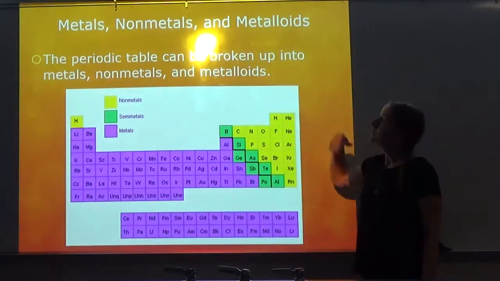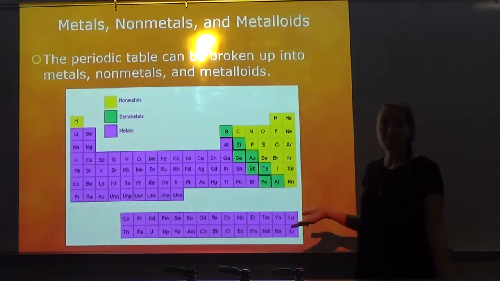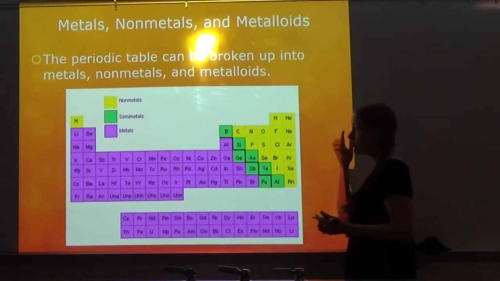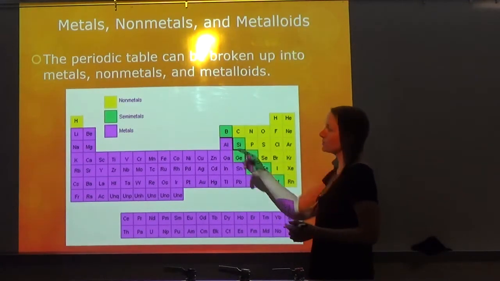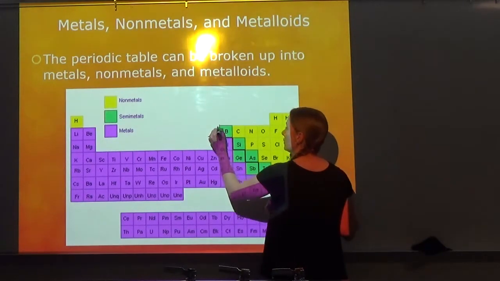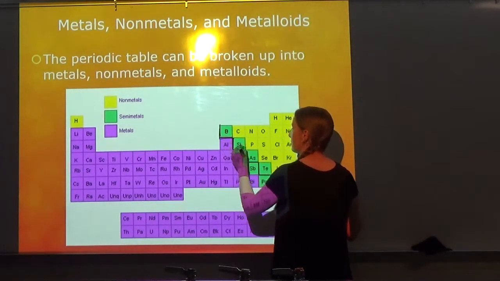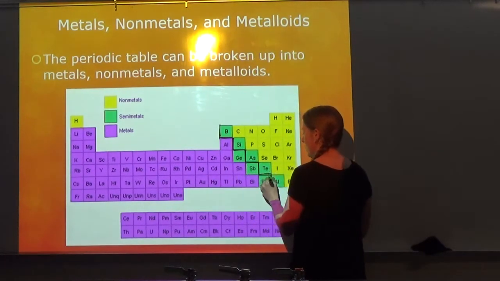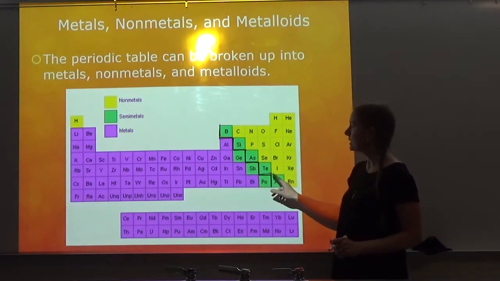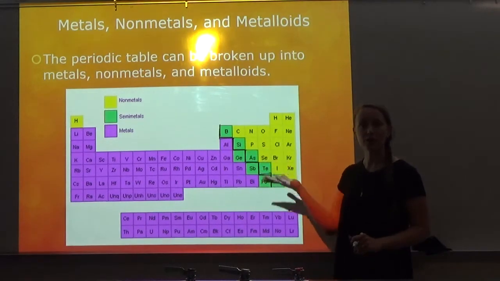The periodic table can be broken up into metals, nonmetals, and metalloids. You can see them color-coded here. Your yellow are your nonmetals, your green are your metalloids, or sometimes they're called semi-metals, and then the purple are the metals. If you look, there is a darker stair-step line that travels right here, and that splits the two sides. All the elements that touch the stair-step except for aluminum are your metalloids.